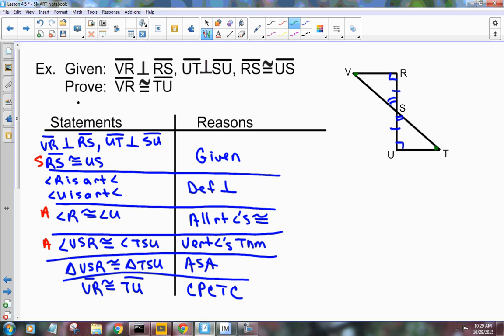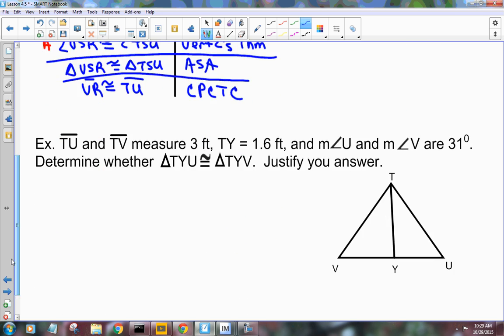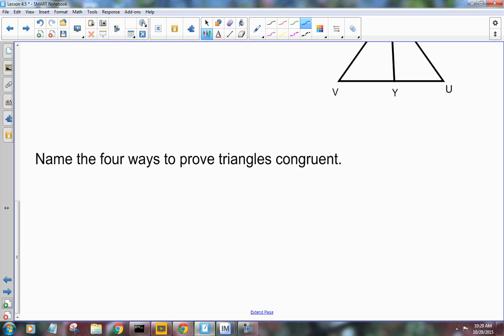Okay. All right. Now, before we do that very last one, I want us just to go back over the 4 ways to prove the triangle is congruent. What are the 4 ways? Side, side, side. Side, angle, side. Angle, angle, side, and angle, side, angle. So those are our 4 ways, right?